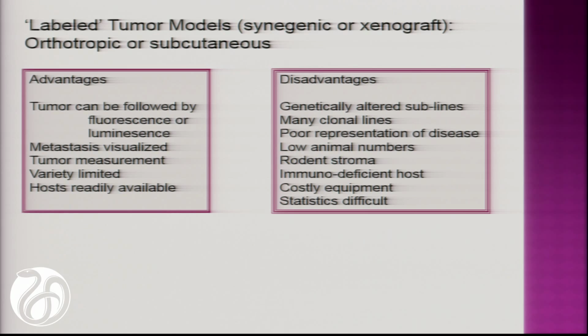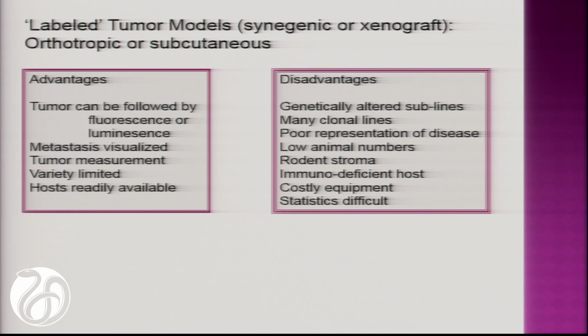The disadvantage is that these are genetically altered sublines, and these sublines have been genetically altered in a way that their transcription and translational machinery has been co-opted to make a jellyfish protein or a Drosophila protein. So to say that these are good models of human disease is a little tough for me. Many of these lines are clonal. I feel personally that it's difficult for me to understand these as a good representation of the disease.